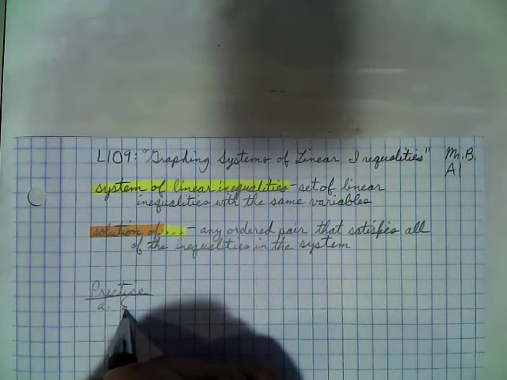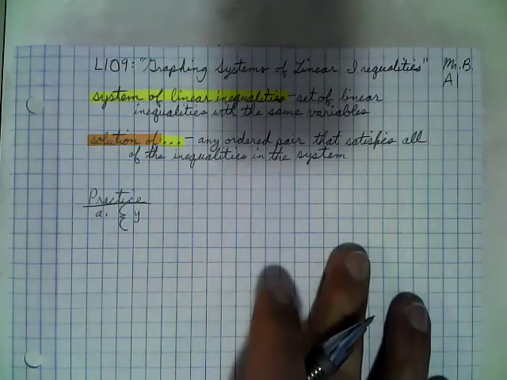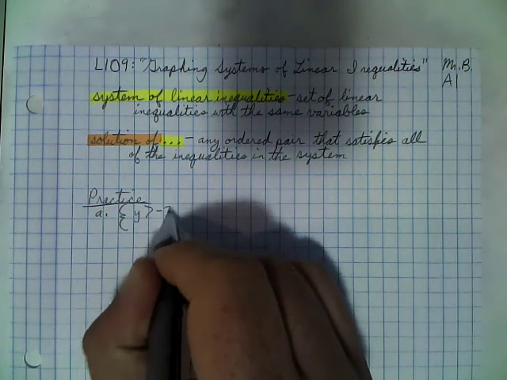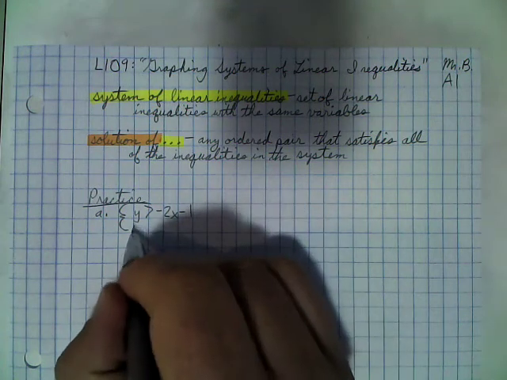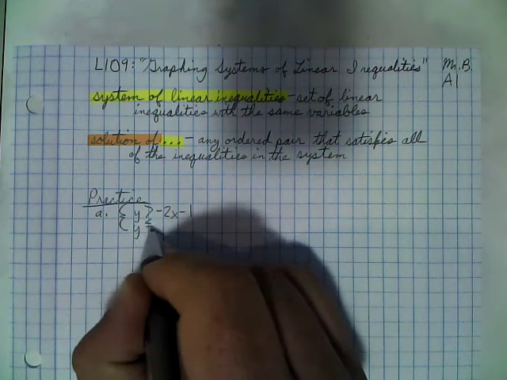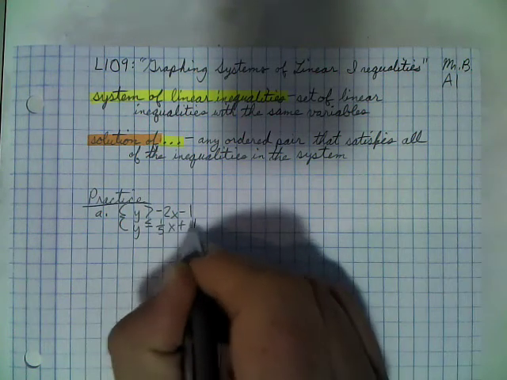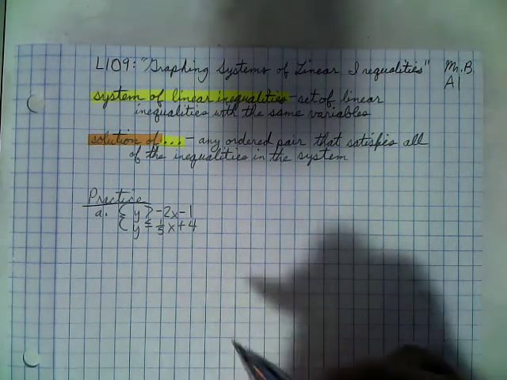I'm going to start by just copying the problem down. And often we write a system using a brace in the front just to say these are two things that I'm starting with. So that's what I'm going to do. y is greater than negative 2x minus 1. And then y is less than or equal to 1/5 x plus 4. And we're going to go ahead and graph these.